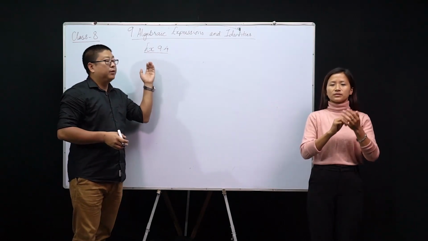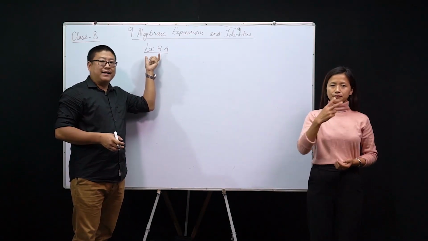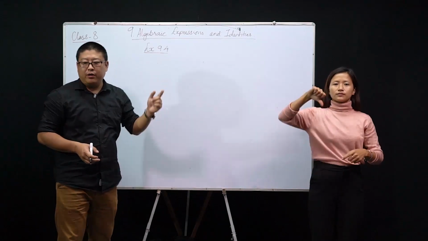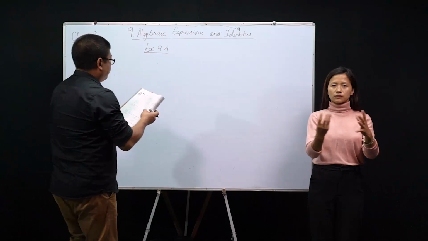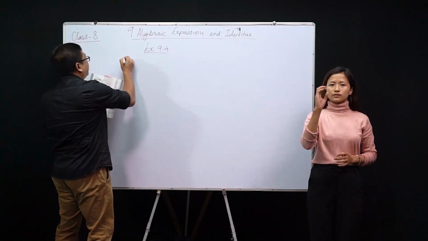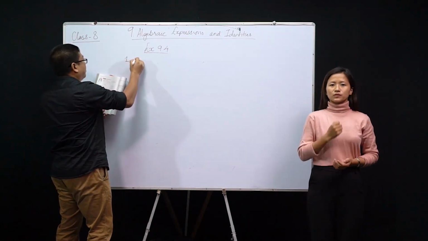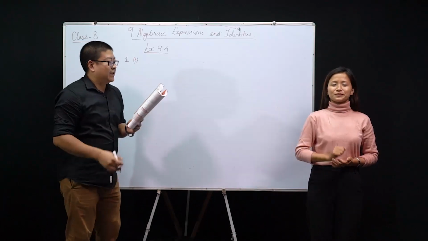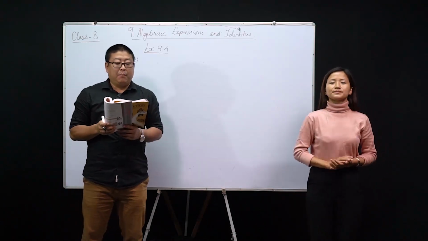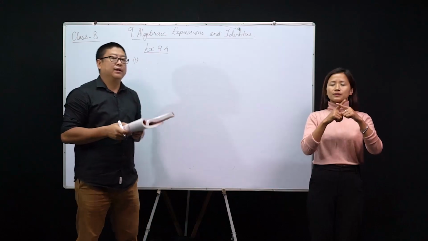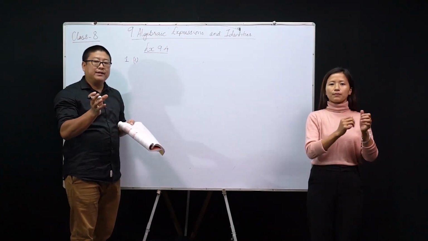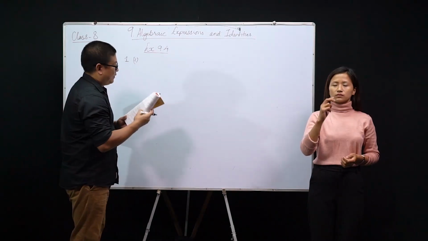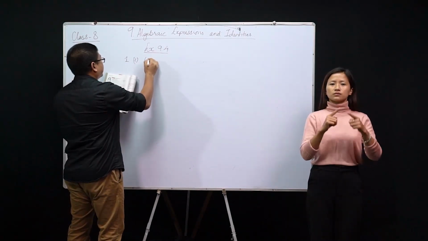So to go further, let us look into exercise number 9.4. Let's try solving them together. Let's turn to page number 145. Look at the first question. Question number 1 states, multiply the binomials. Now we know what binomials are. Binomials are those expressions with two terms. Alright, so let's look at the first question.